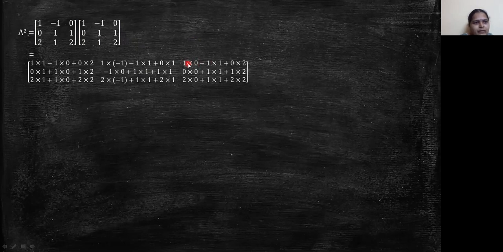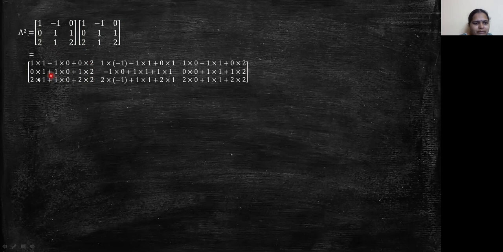Next, minus 1 into minus 1, next 0 into 2, that gives us the first row. Now second row with first column, second row, second column, second row, third column. So 0 into 1, 1 into 0, 1 into 2, 0 into minus 1, 1, 1, 1 into 1. Next 0 into 0, 1 into 1, 1 into 2. Like that, third row, first column, 2 into 1, 1 into 0, 2 into 2.